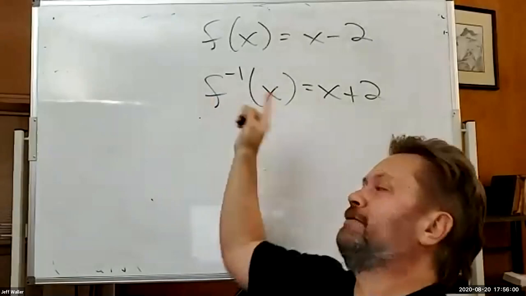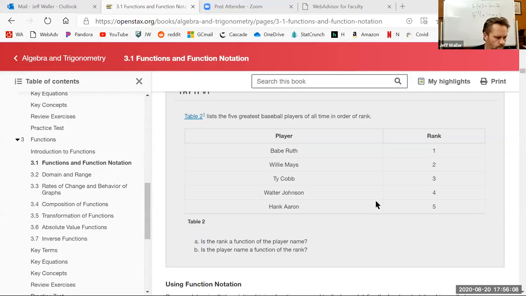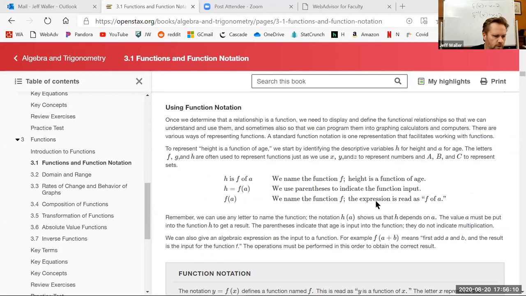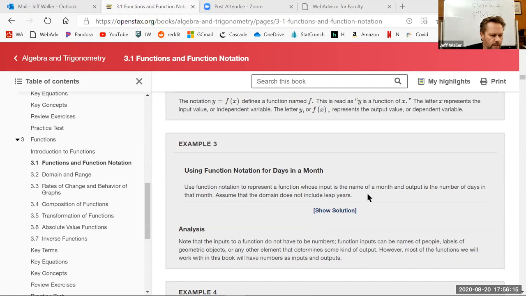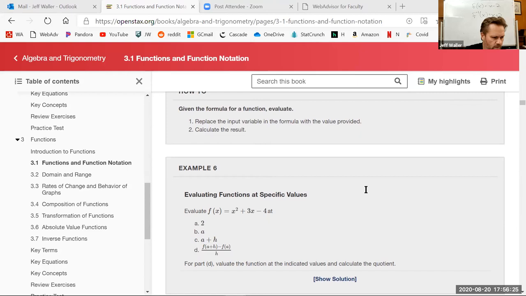Okay, coming back to the book, let's see. So function notation, it kind of drives me a little crazy. I want to give you some problems to try. Give me some good problems. All right, maybe that comes later.